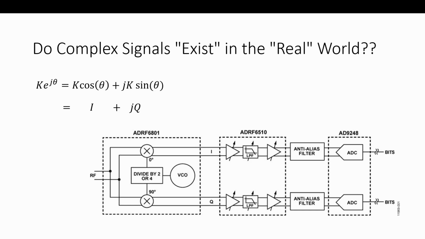Whether you use it on paper, I plus jQ, you're doing your analysis and you use I and jQ, or you break it into cosine and sine components to figure out the I and the Q, or you represent it as magnitude and phase, which is the A e to the j theta form. Each of these uses two real numbers to represent the complex number. So every complex sample is an ordered pair of real numbers.